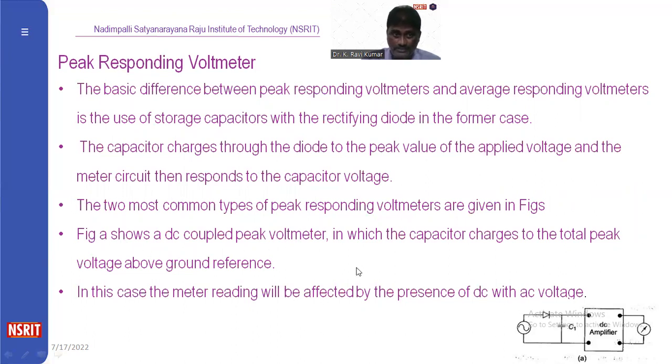Figure A shows a DC coupled peak voltmeter in which the capacitor charges to the total peak voltage above the ground reference. In this case, the meter reading will be affected by the presence of the DC with the AC voltage. Why? Because here AC will be stored as well as a DC we are getting after the diode also.